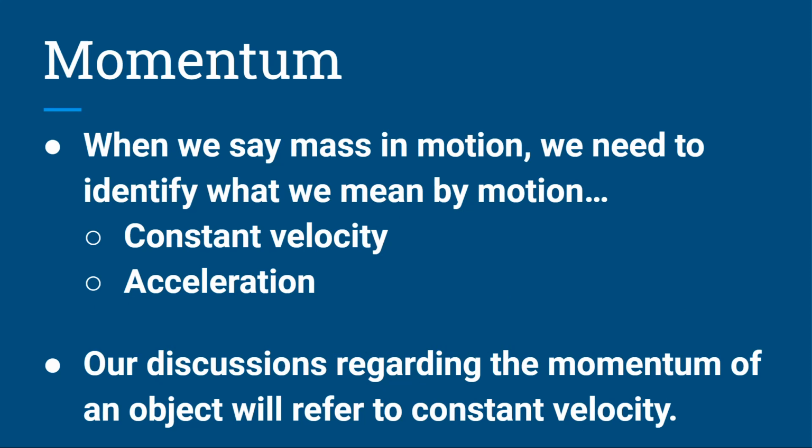So when we say mass in motion, we need to identify what we mean by motion. We've talked about different types of motion last semester. We talked about constant velocity, and we talked about accelerated motion. And so we can obviously talk about momentum in terms of these different types of motions, but for today, in our discussions regarding the momentum of an object, we're only going to be looking at constant velocity, which means we're going to be dealing with objects that have a constant momentum. There will be a point later on where we do look at accelerated motion, and then we'll be talking about objects with a changing momentum, but for today, everything we're dealing with will be constant velocity and therefore constant momentum.